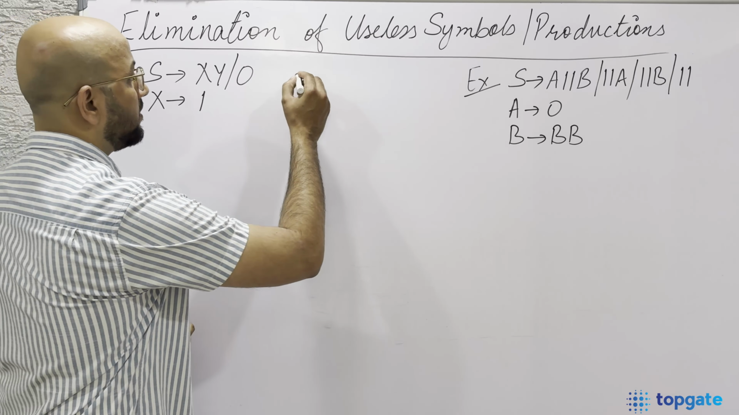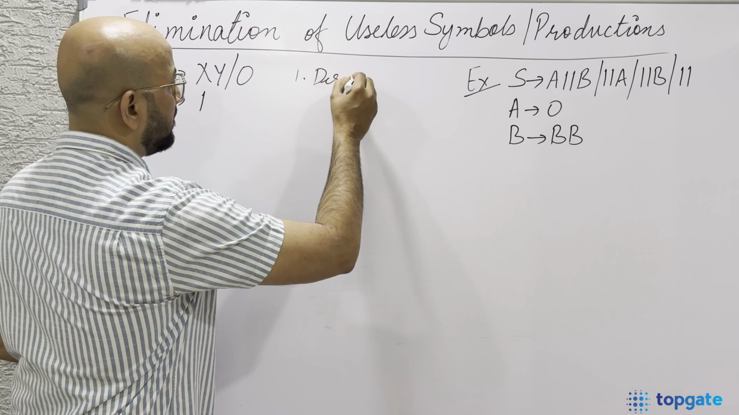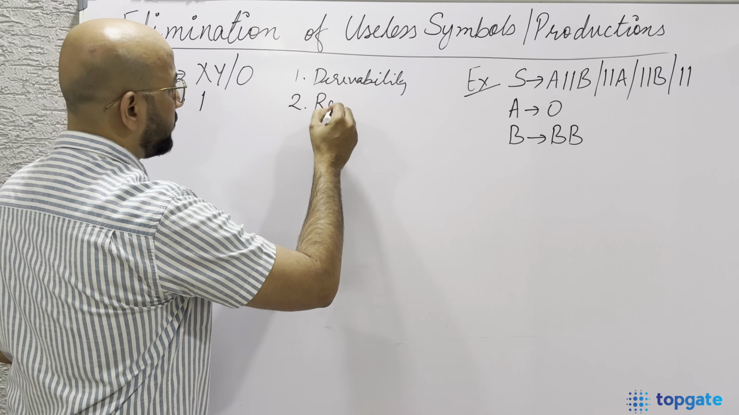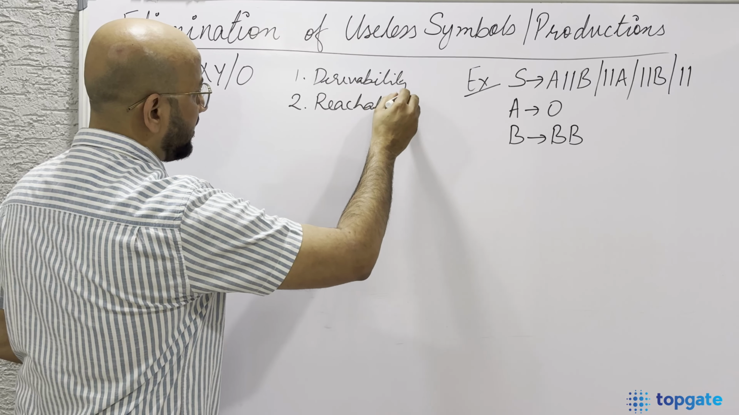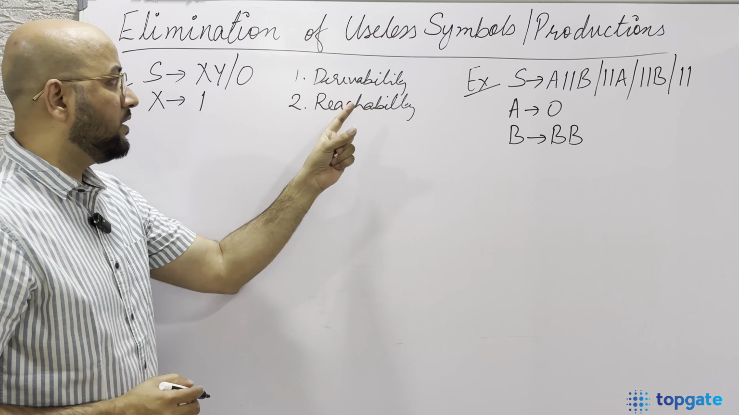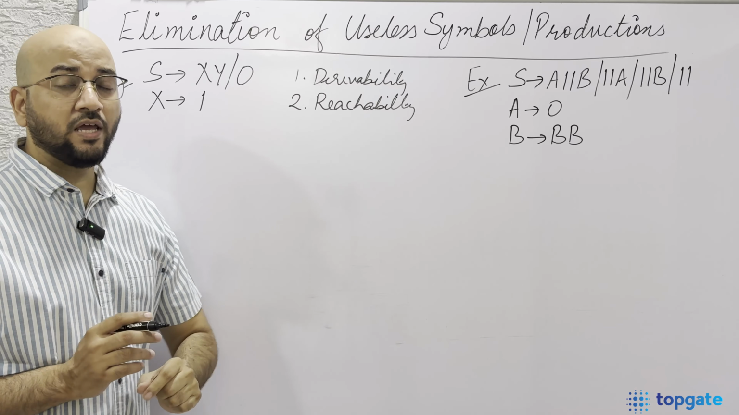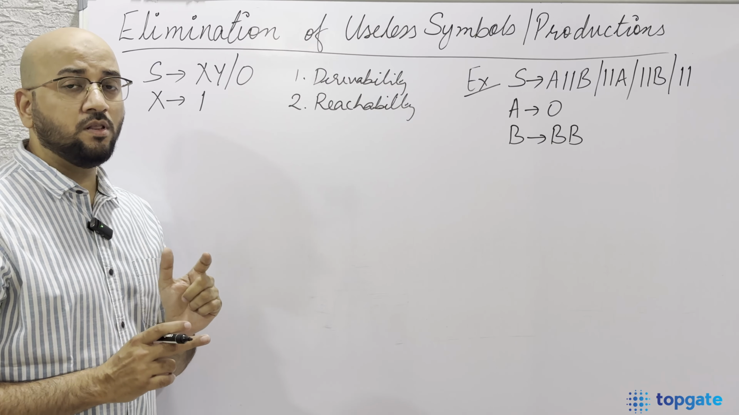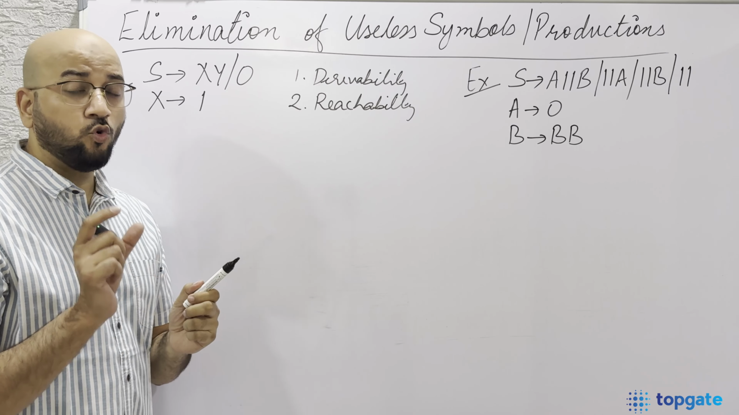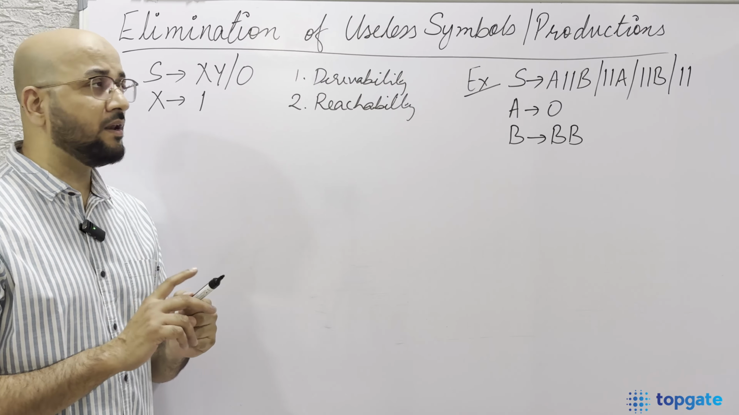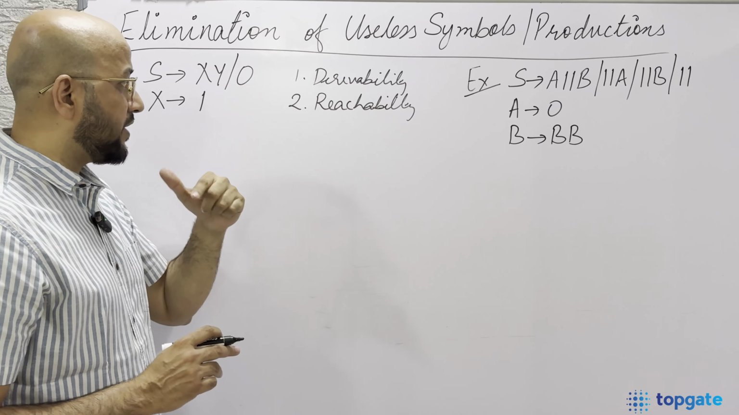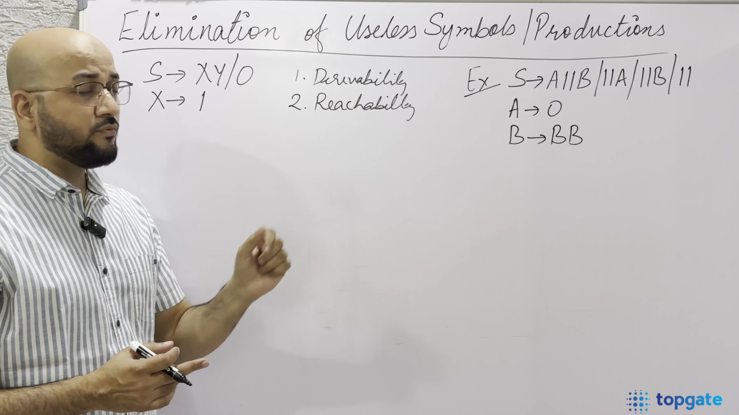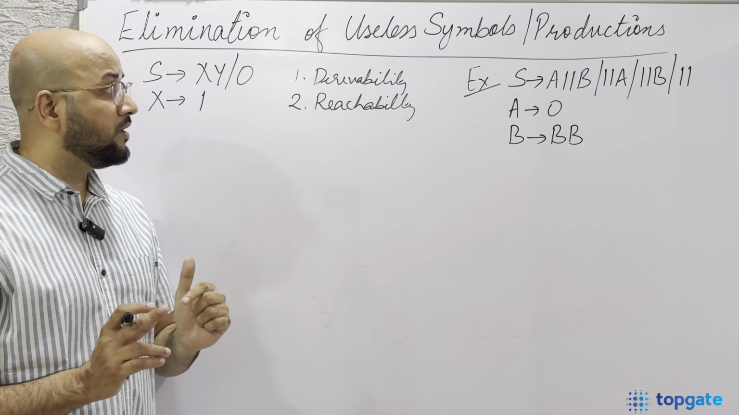The first thing is derivability, and the second thing that we'll look at is reachability. Now, what are reachability and derivability? Derivability means that every variable should derive some terminal string. That means in the production rules, on the right hand side of every variable, there should be any combination of only small letters, or only terminals. Clear? So that is derivability. If there is any variable which is not deriving any terminal string, either directly or indirectly, then that variable has to be eliminated. That becomes my useless symbol.